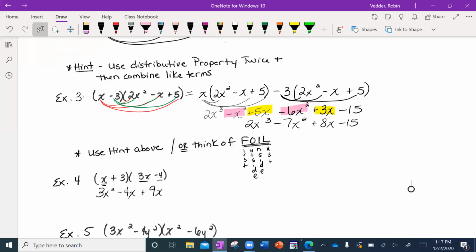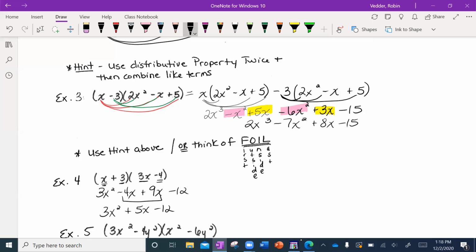The last on the first parenthesis is 3. The last on the second parenthesis is negative 4. 3 times negative 4 is negative 12. Finally, if we combine those two like terms, those two middles, negative 4 plus 9 is a positive 5x, and that is our final answer.